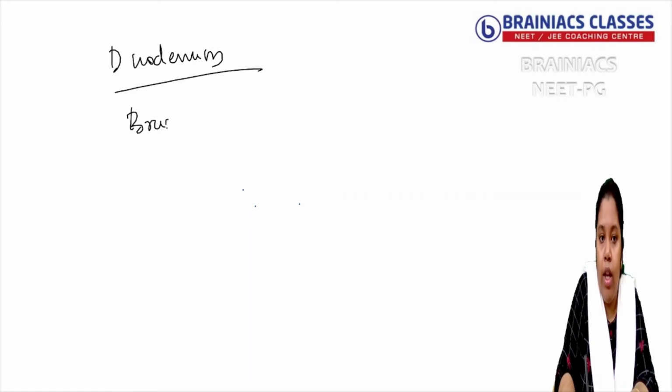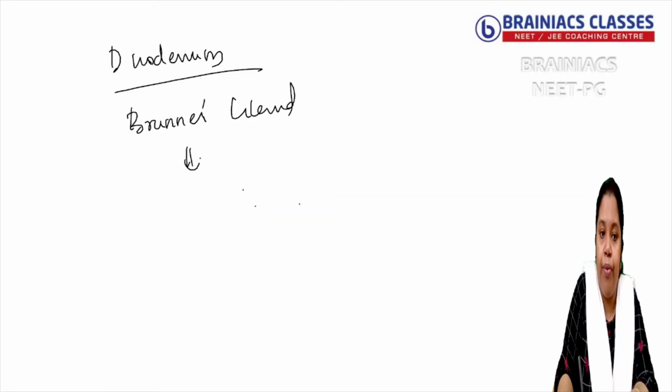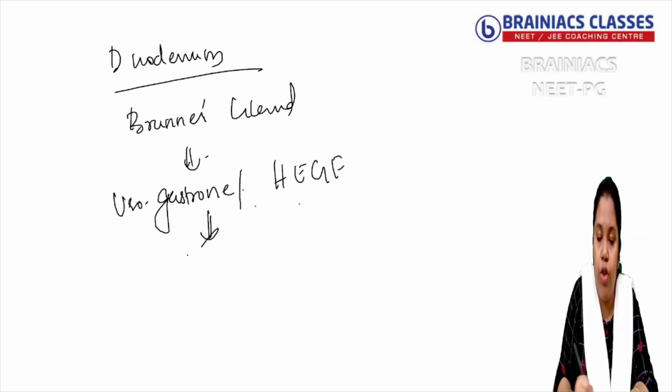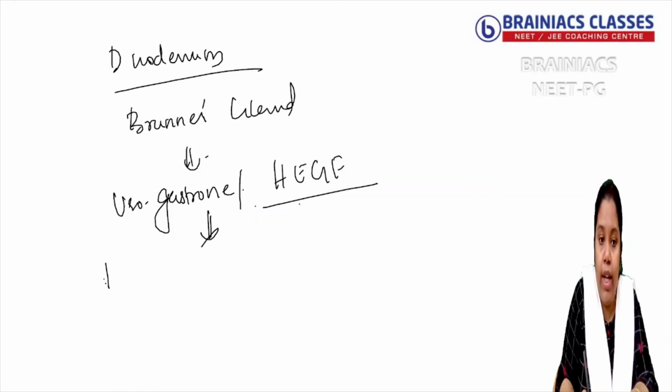Okay, Brunner's gland. What is the secretion of the Brunner's gland? The Brunner's gland will secrete urogastron or human epidermal growth factor. What is the function of this urogastron or HEGF? It will decrease the parietal cell activity.